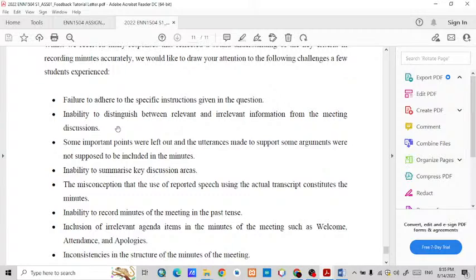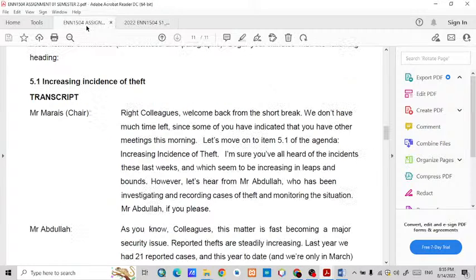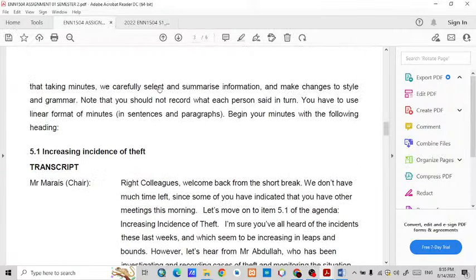You get the sense of the topic through the item description. In this case, for our assignment, we're going to be focusing on the increasing incidence of theft. Anything that is not related to that is not really important.